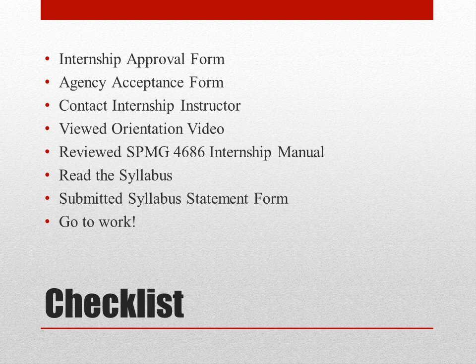Here is a checklist of everything that needs to be done before you begin your internship. First, you need to submit an internship approval form, which means that the instructor has approved the site and the duties as meeting the criteria for the sport management internship program. Secondly is the agency acceptance form, which means that the agency has offered you an internship and you're accepting that internship. This also articulates your start and end date and any pay arrangements that may be made.